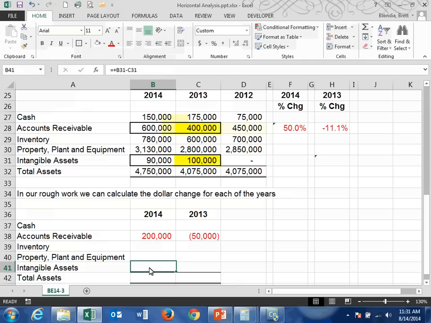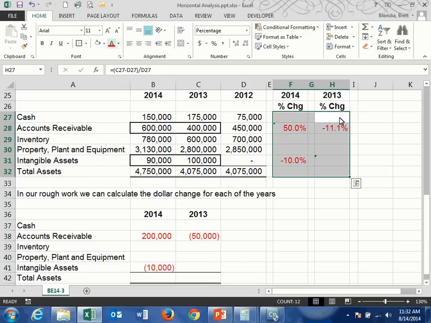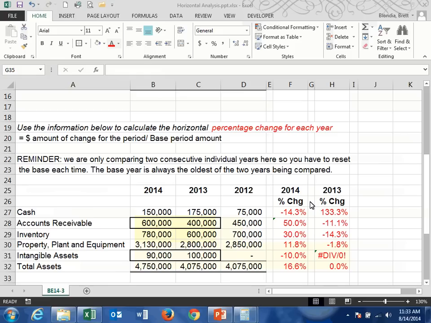Well, they were at 100 and they went down to 90K, so they dropped by $10,000. Okay, so my intangible assets have decreased by $10,000 from 2013 to 2014. To get my percentage change, I take the dollar amount that changed, which is negative $10,000, and I divide by 100K, my base period amount. So it's a negative 10% change. Right? Again, we do these percentages, and if you can do them for all of the numbers, it works the same way every time.